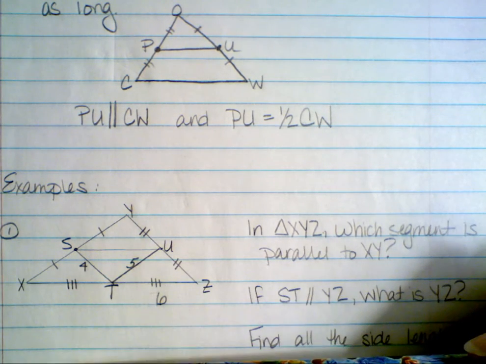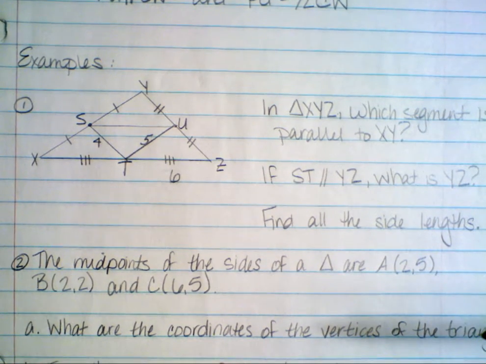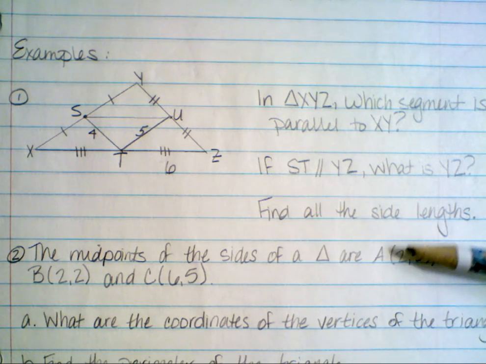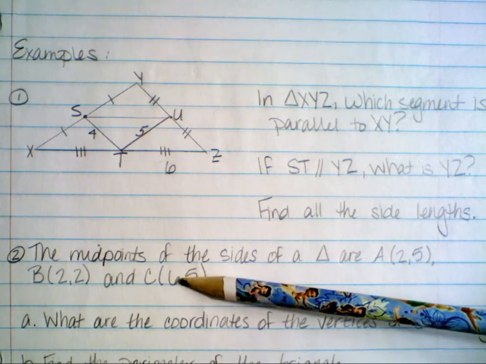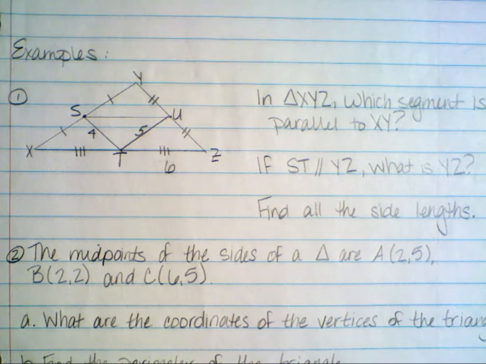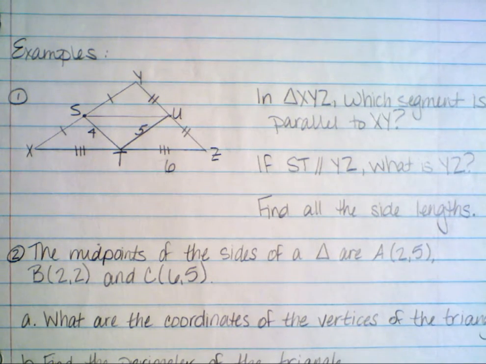All right, then the second question I'd like you to answer is that the midpoints of the sides of a triangle are (2, 5), (2, 2), and (6, 5). What are the coordinates of the vertices of the triangle? And find the perimeter of the triangle.